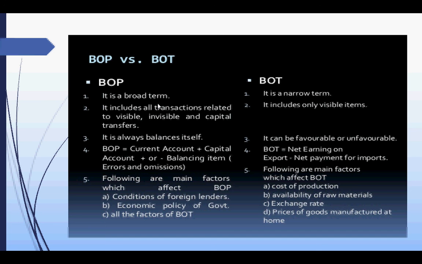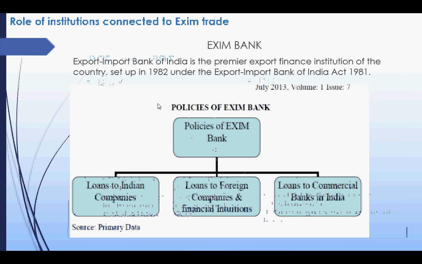Okay, fifth difference. So these are the main factors which affect the BOP conditions: foreign lenders, economic policy of the government. All the factors of BOT are also responsible for the BOP condition. The following are the main factors which affect the BOT. Number one, cost of production, availability of raw material, exchange rate, prices of goods manufactured at home. Okay, so this is the difference between these two.